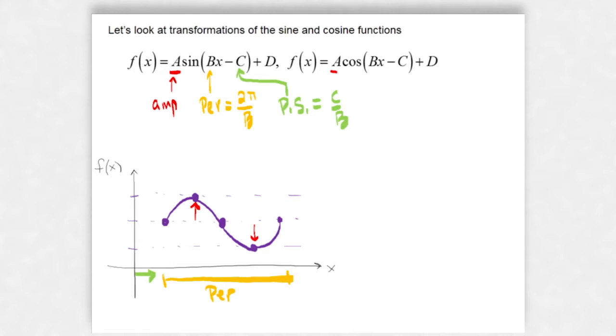And the only letter we haven't really accounted for, I suppose, is D. But D represents your vertical shift up or down. So we'll go ahead and just write our vertical shift, up or down. And so here it would be the distance from the origin upward.